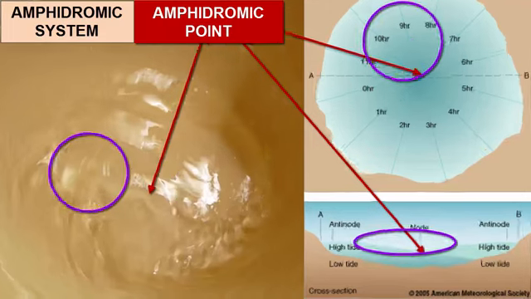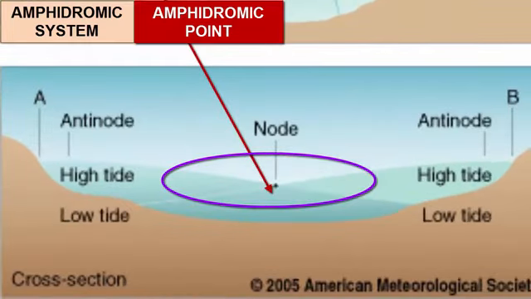This cross-section through the amphidromic system points out what the sloshing looks like from the side at 2 moments in time. One, where one side has water sloshing up, high tide, and the other water sloshing away, low tide, and then the opposite. Notice that the tidal range increases as we move away from the amphidromic point. So where in this image would you expect to find the largest tidal range? As far away from the amphidromic point as you can get.